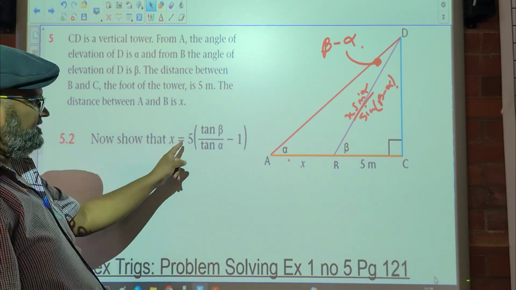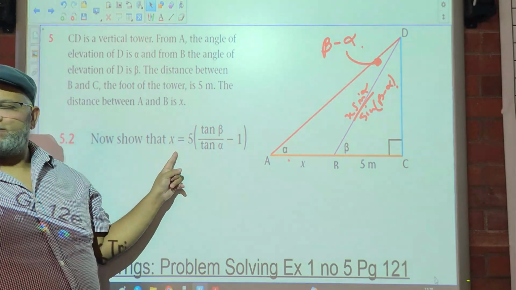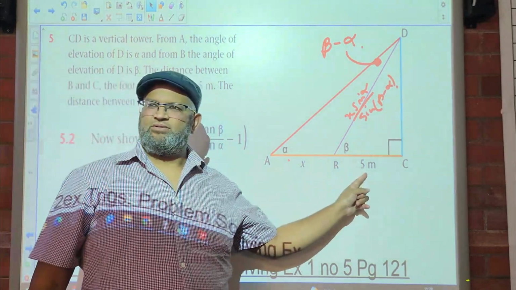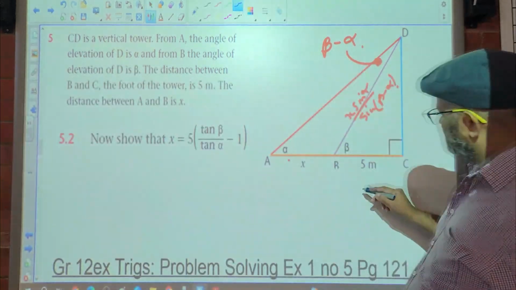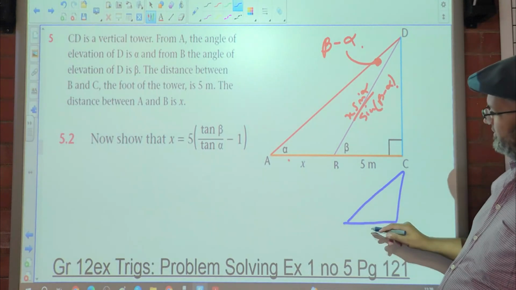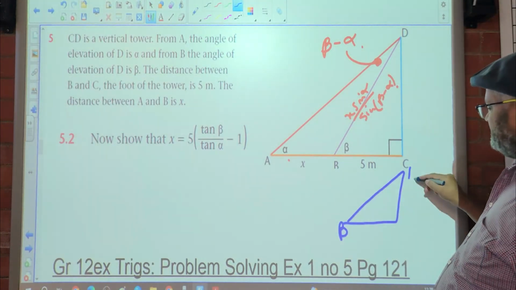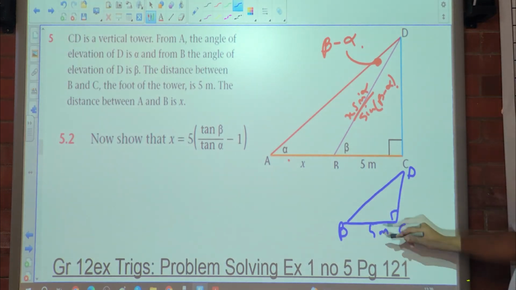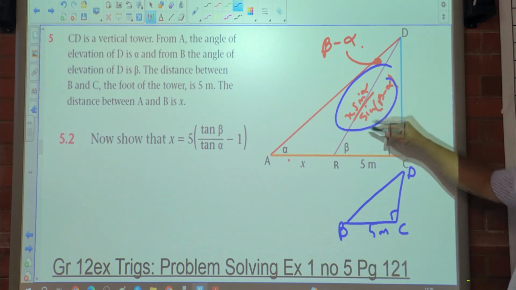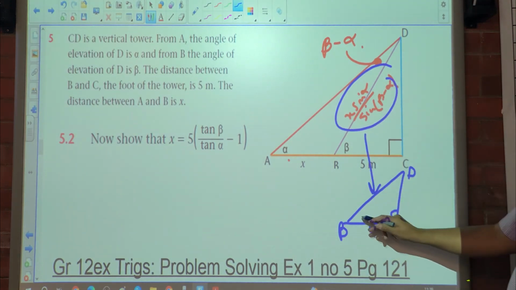You see there's a 5 here. You see that? And there's the 5. So what do you think we're going to do here? We're going to work in triangle ABDC. What do we have? 90. We have 5 meters there. And we have a beta here.